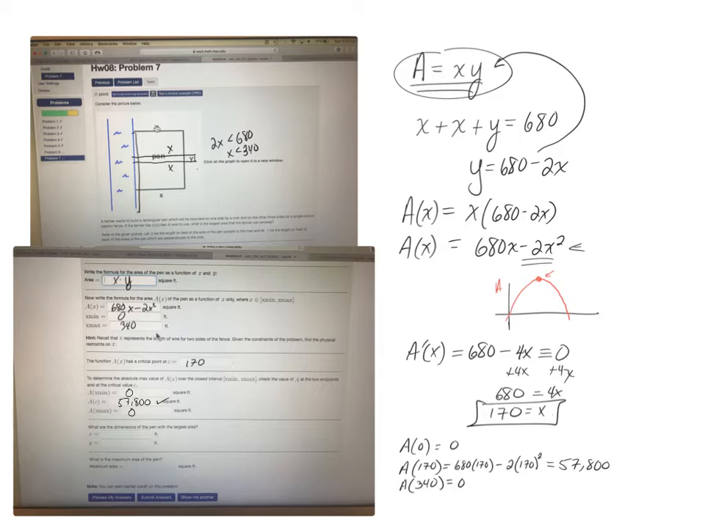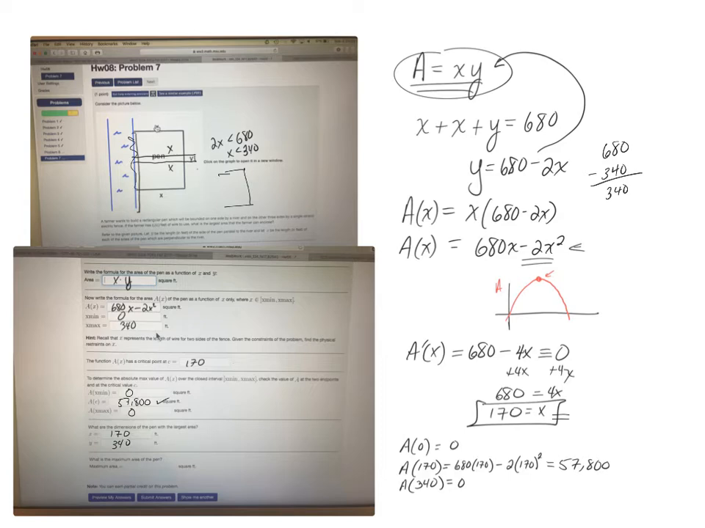So it's going to happen when x is 170, so we can put 170 in here. And then as far as getting the y value, all you have to do is do 680 minus 2 times 170, which is 340. And that, of course, is 340. So 340 for y. And you may notice that what we've got is a rectangle that is twice as long as it is wide. And that's because we had this other side used up for the river, so we didn't really need to use that.